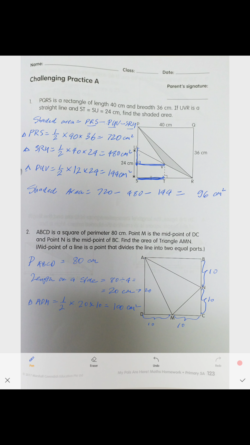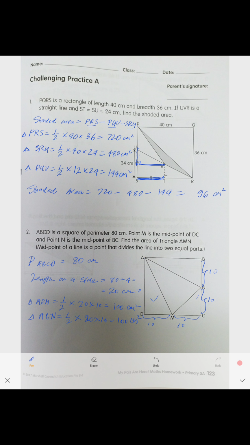Let's find ABN, right? Well, you can clearly see that these triangles are identical. If you're not sure, you can recalculate them. Triangle ABN is equal to 1/2 times the height is 20 and the base is 10, right? So, 20 and 10, same thing, 100 square centimeters.